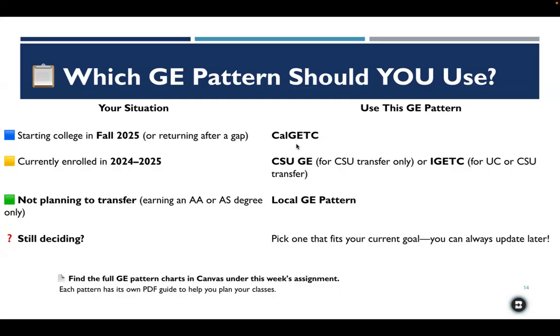The great news about this is if you start down the path of following one general ed pattern and things change, you simply can change, and most of these patterns have a high level of overlap. We do also have a local general education pattern if you're looking to simply do an associate degree with us. And you'll interact with this material in an assignment this week.